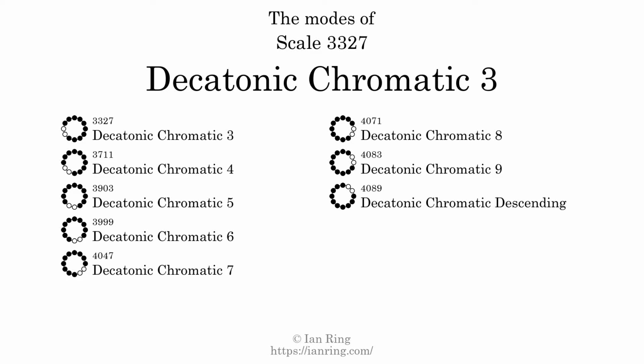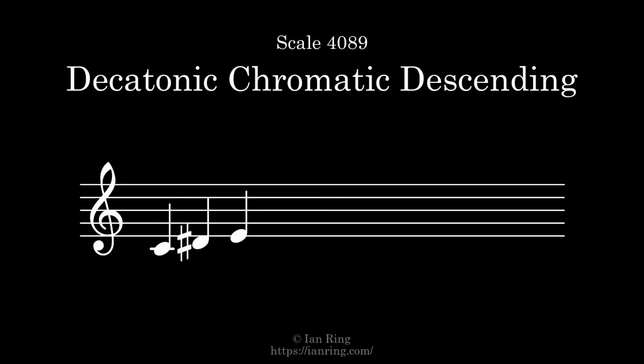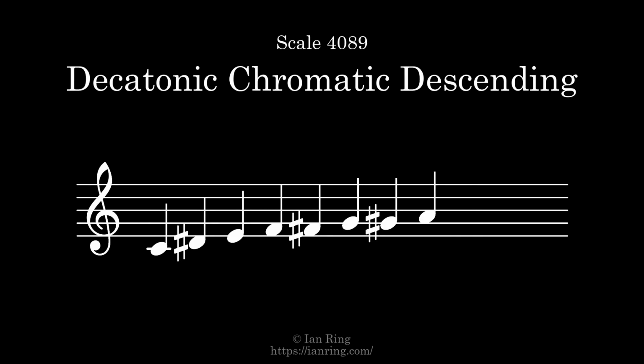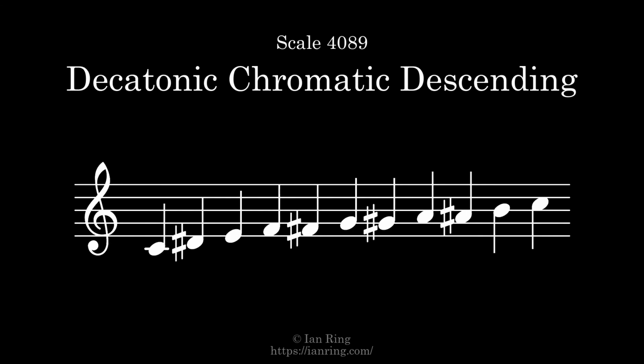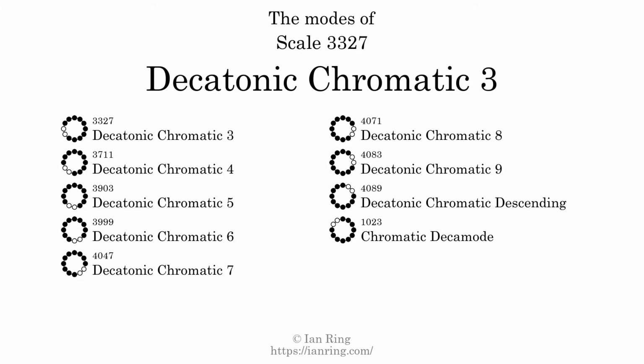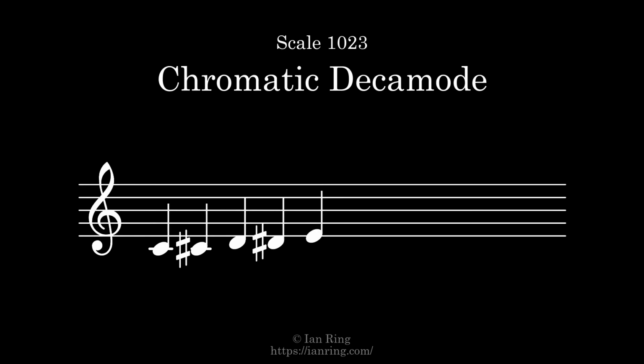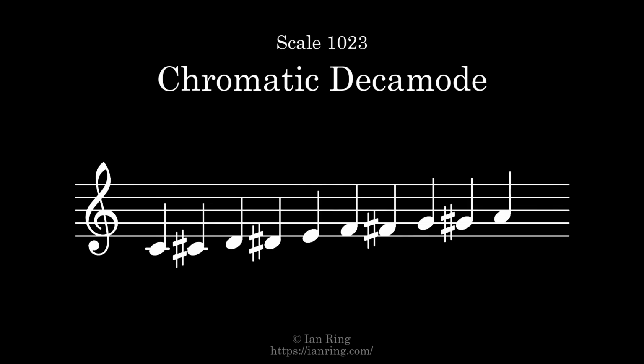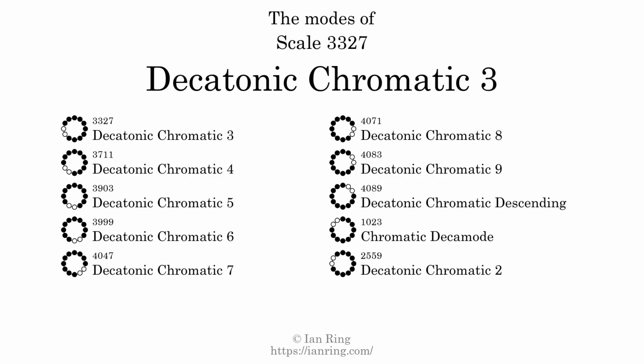The eighth mode is scale 4089, also known as Decatonic Chromatic Descending. It sounds like this. The ninth mode is scale 1023, also known as chromatic decamode. It sounds like this. The 10th and last mode is scale 2559, also known as Decatonic Chromatic 2. It sounds like this.